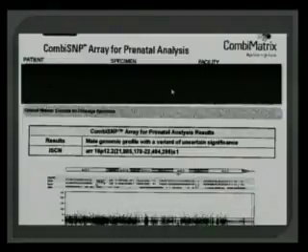This is what the results would look like if you're looking in Epic. It does come up, I think, under the media section. So CombiMatrix is the company that we currently use to do the microarrays. And so you can see here, this is how it's reported as far as what the findings were.